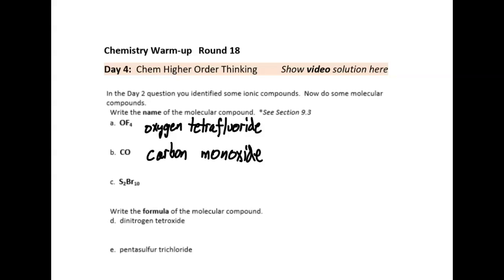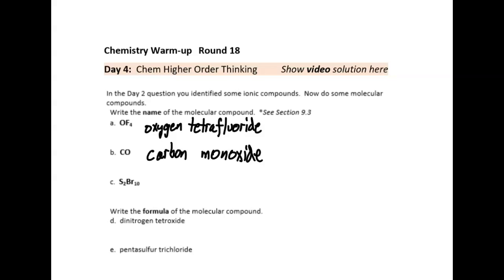I've done 2 examples in a row where the first word in the name doesn't begin with a prefix, but that's only because there was one oxygen in question A and there was one carbon in question B. You don't use the prefix mono to mean one when it's the first word in the name of a molecular compound.